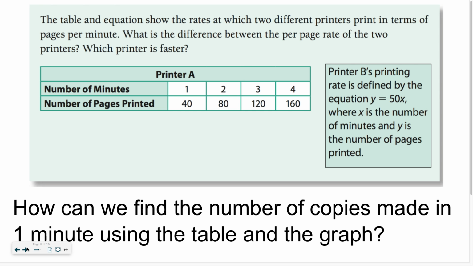So how can we find the number of copies made in 1 minute using the table and the equation? Let's start with the table. How can we find the number of copies in a minute if we're looking at a table? It's already up there, because why? For one, it tells you how much. We're looking for the unit rate. For one what? In this context, one what? 1 minute. Okay. Good. So you're all really saying the same thing. The beautiful thing here is the unit rate's already shown. It tells us 40 pages for 1 minute. Perfect. How about the equation?